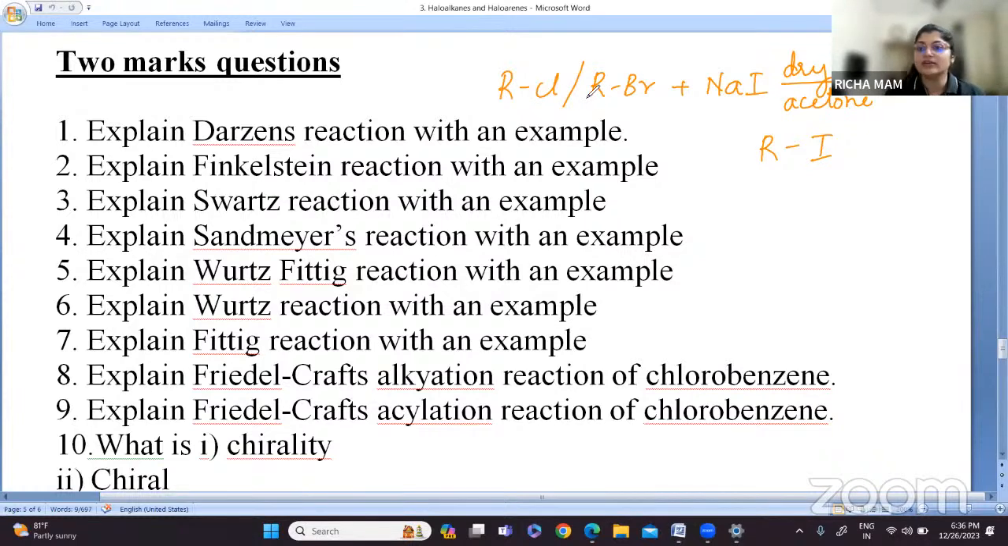So one line, whatever the reaction you are writing, for that you have to give the explanation. That is, iodoalkanes can be prepared by the reaction of alkyl chlorides or alkyl bromides with sodium iodide in dry acetone. So this is the particular reaction. Now, this is the general equation. I'll take an example. If I take ethyl chloride, C2H5Cl, plus sodium iodide, in the presence of dry acetone, what will be my product?